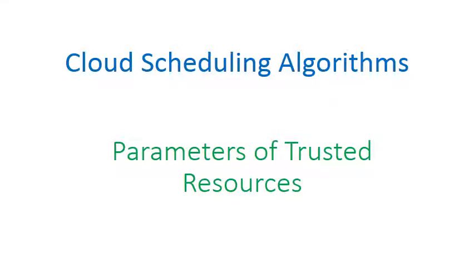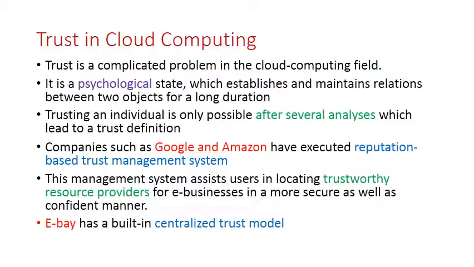In this video, we will see the parameters of trusted resources. Trust is a qualitative metric. Here, we are in a position to measure the trust of resources. So, the possible parameters to be identified to measure the trust of resources.